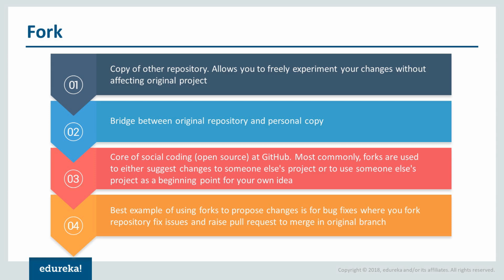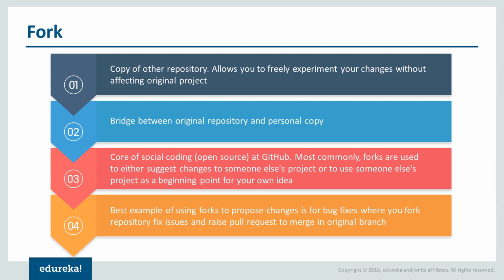This is the core of social coding, which is called open source at GitHub. Folks use forks to suggest changes or to use someone else's project as a beginning point for their own. For example, this is very popular in blogging. If you're using some theme or some blogs, or maybe you're building an analytics project of your own and someone has already contributed to GitHub, then you can fork that repository and start contributing in it. Of course, if you're developing that code for production use, you will have to check the license, and then you can start contributing.